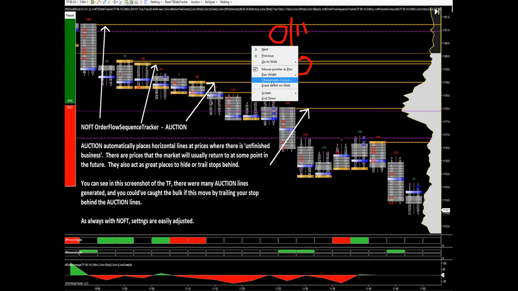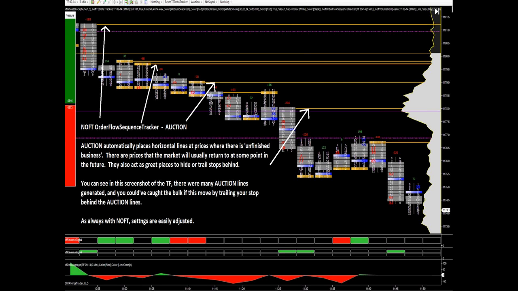Okay, so the auction can be unfinished at the top or at the bottom or on both. So what's the point of having this on your chart? Well, there are areas or prices that the market is usually going to return to at some point in the future. I also like to use them as great places to hide my stop behind.